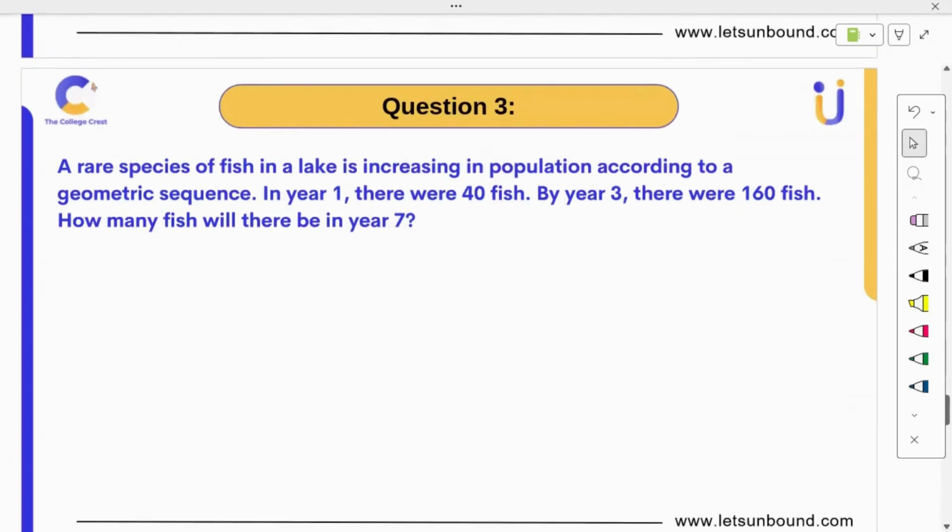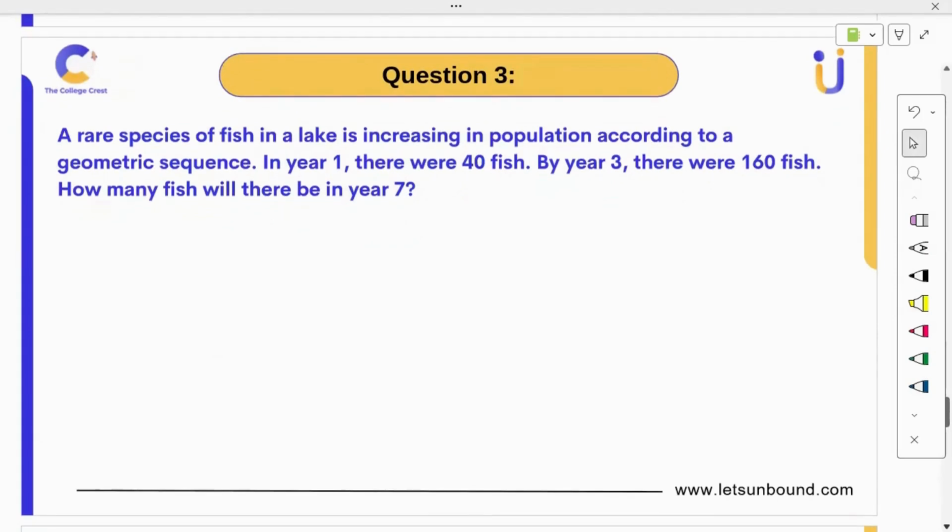Question number 3. A rare species of fish in a lake is increasing in population according to a geometric sequence. In year 1, there were 40 fish. By year 3, there were 160 fish. How many fish will there be in year 7?